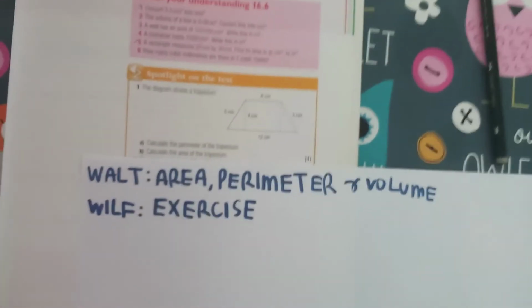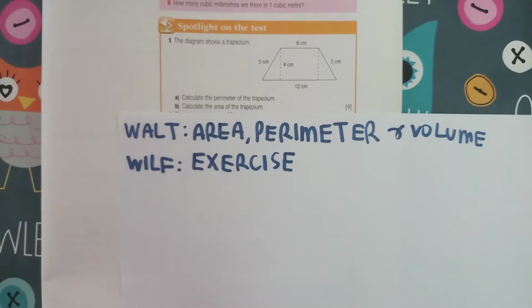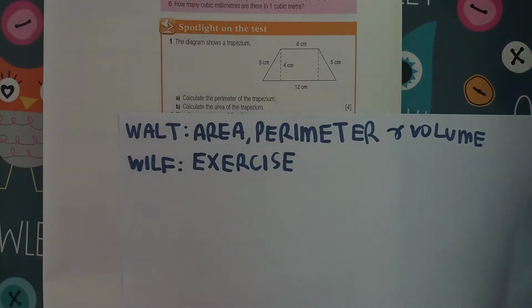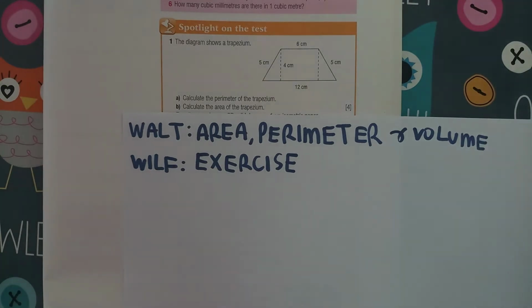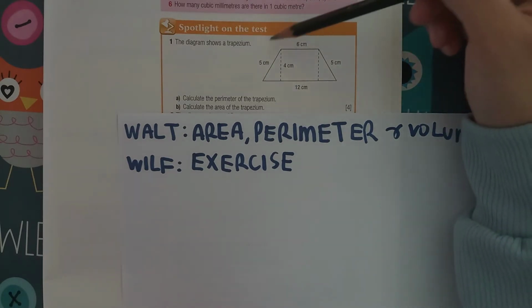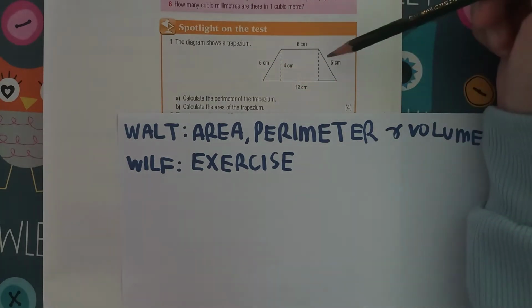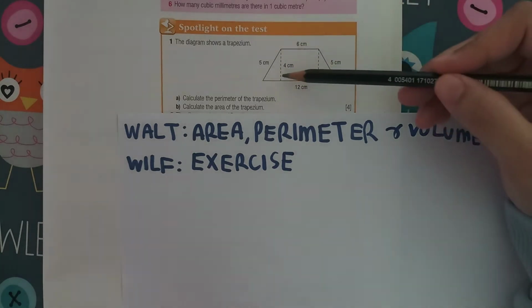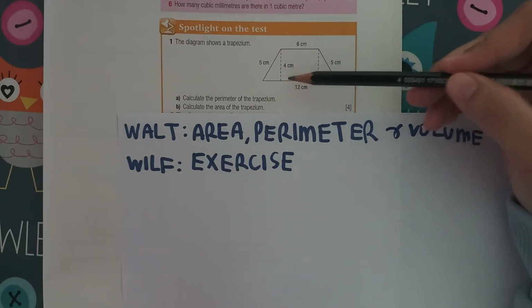Okay, so I'm going to give a hint on this. Sorry, my camera keeps refocusing. I don't know why, but I think you can see now it's quite clear. So the diagram shows a trapezium, with the height of 4. Remember, the height must always be 90 degrees from the base.